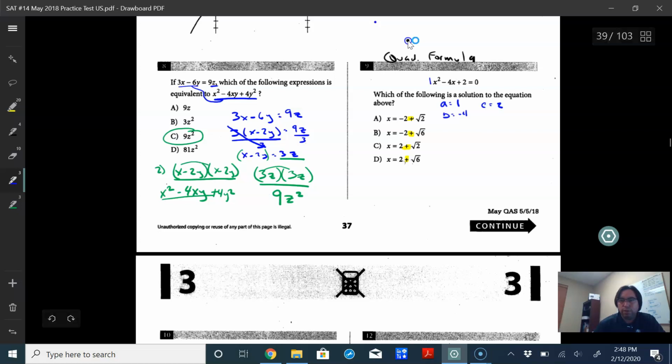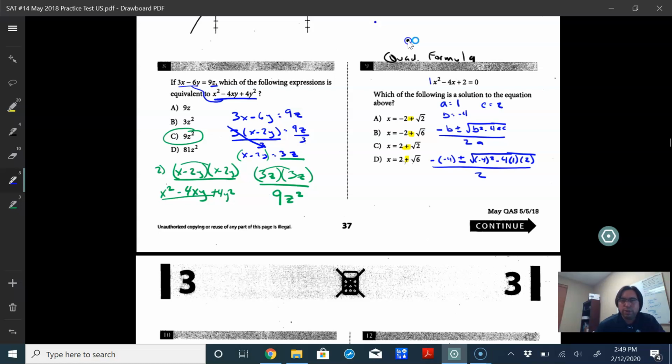And so we just need to write our formula down. So we have x equals negative b plus or minus the square root of b squared minus 4ac, all over 2a. And so just plug and chug. We'll plug this in. So we've got negative negative 4, plus or minus the square root of negative 4 squared minus 4 times 1 times 2, all over 2a, which a is 1, so that's going to be 2.